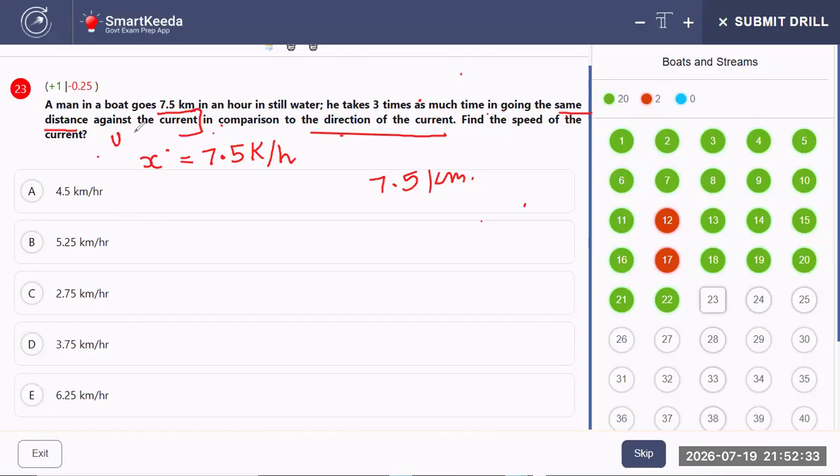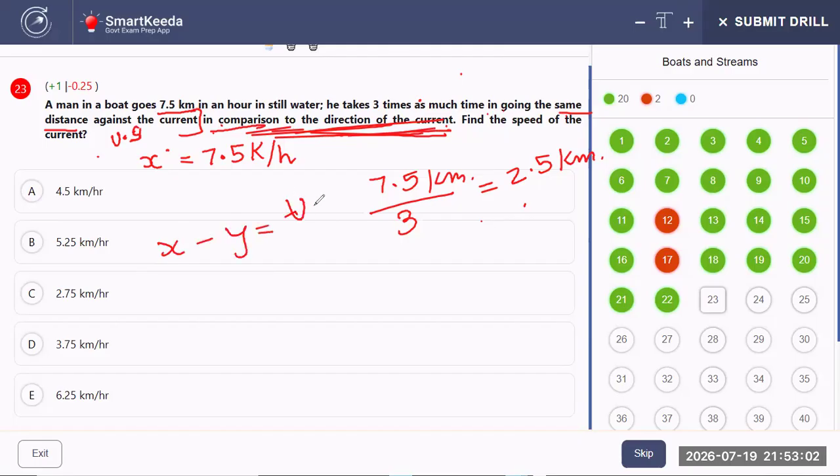यहाँ तक समझा, it is upstream. So upstream का speed ये 2.5 in comparison to the direction of the current. Upstream is x minus y is equal to 2.5, so 7.5 minus y is equal to 2.5 and y is equal to 5.